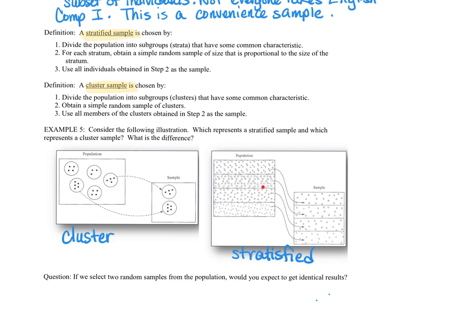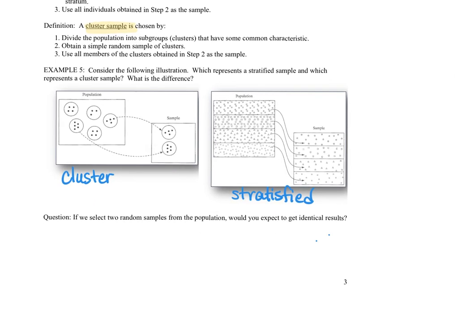Someone else, why is this a stratified? You're taking smaller samples from each of those strata that are chosen, not all of them from some. Yes. You're taking specific ones from there instead of taking all of them. Very good. Okay. Question. If we select 2 random samples from the population, would you expect to get identical results?